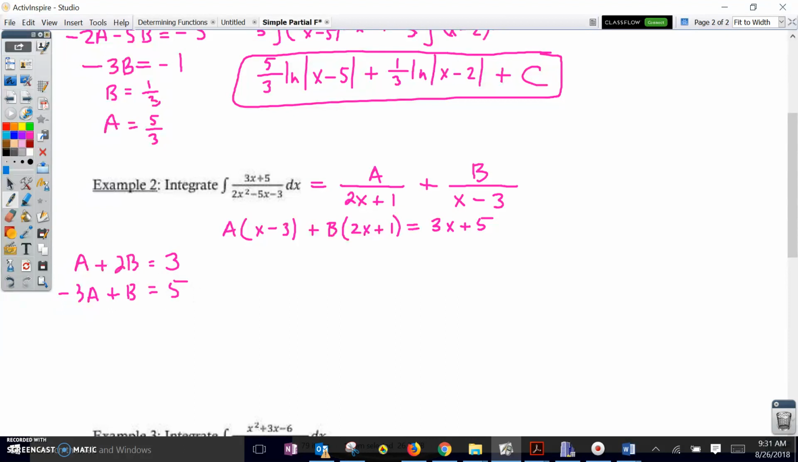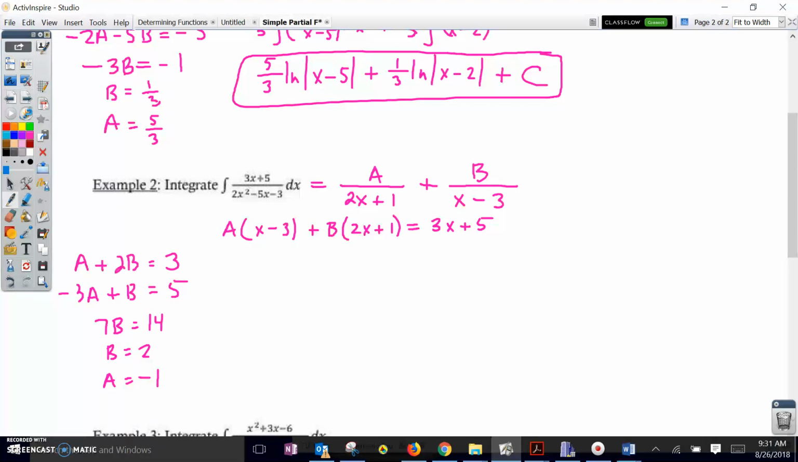I'm going to solve this system. I'm going to multiply the first equation by 3 and add the two together. That gives me 7B equals 14. So B has to equal 2, and A has to equal negative 1. Yeah, negative 1.